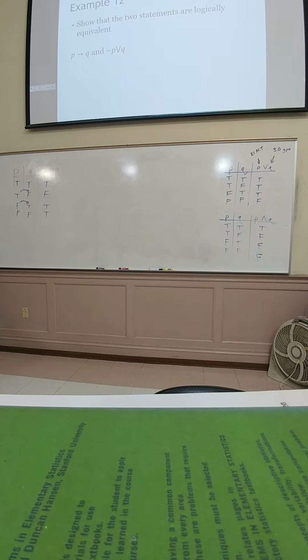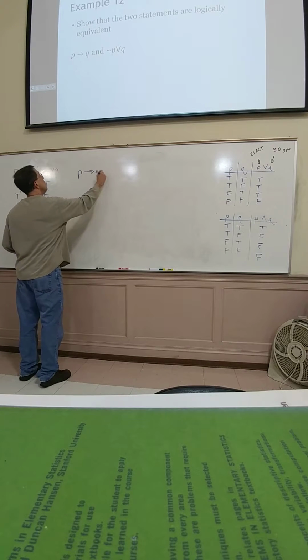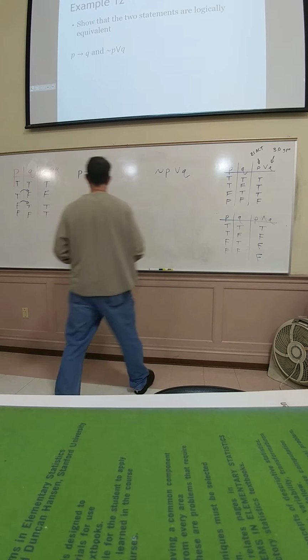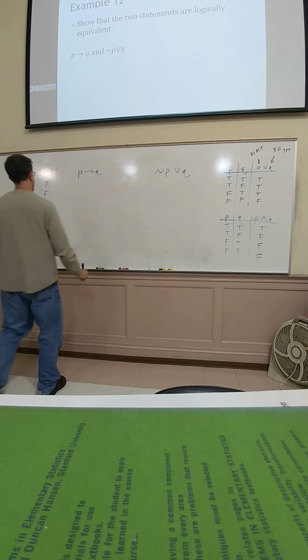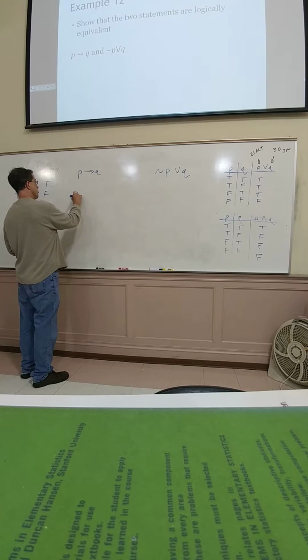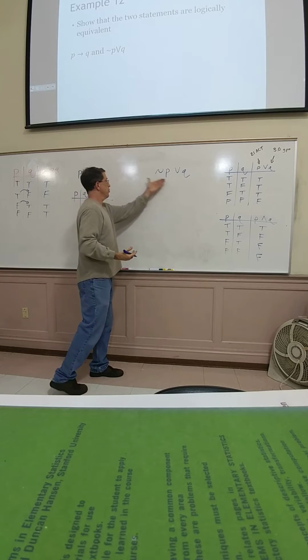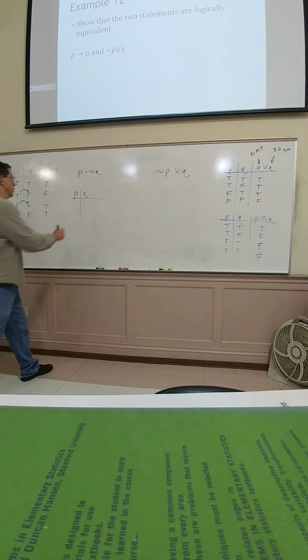So, the example I'm going to do, number 12 in our notes, is we're going to compare P arrow Q and negate P or Q. Those are my two statements. We're going to see if they're logically equivalent. Actually, the question asks you to show they're logically equivalent. So it appears that they are. We just have to show it. So the strategy is this: construct two truth tables, one for each statement, and then basically compare the last column.